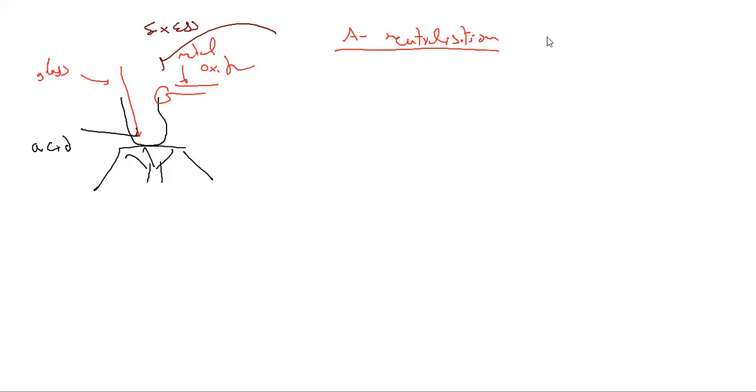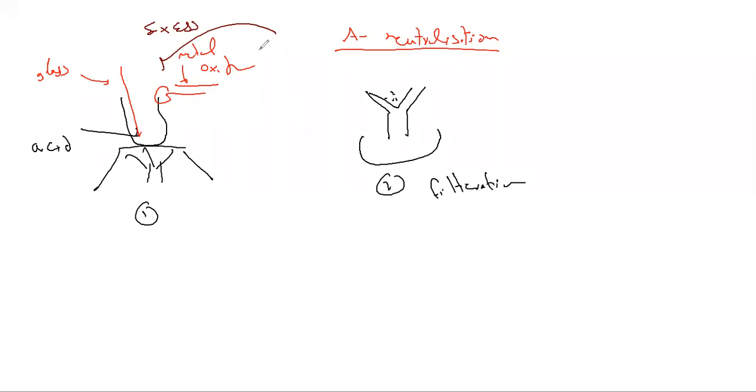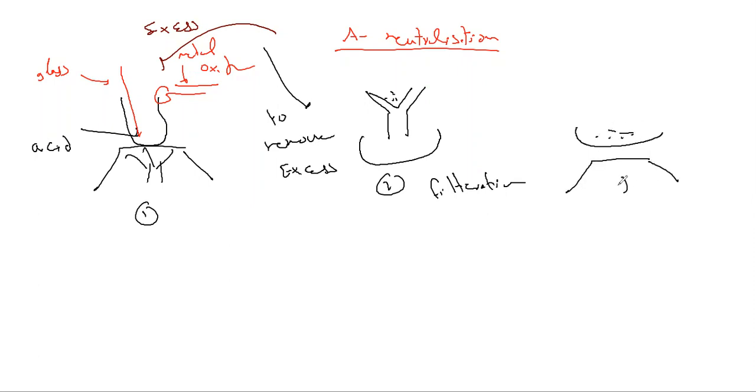How can we know this excess? Solid appears at the bottom, or no more solid dissolves. This is number 1. Number 2, we make filtration. Why do we make filtration? To remove the excess metal oxide. Then number 3, we make crystallization: heat, cool, filter, dry.